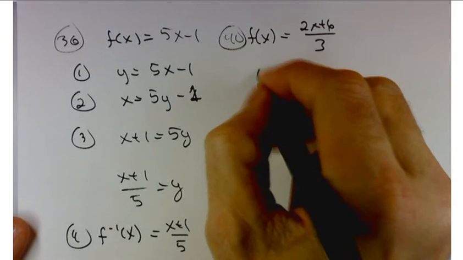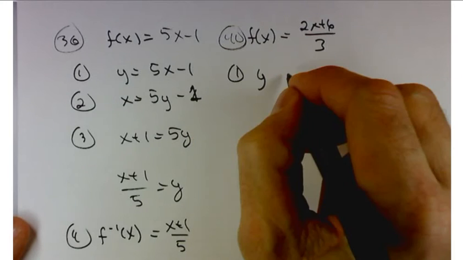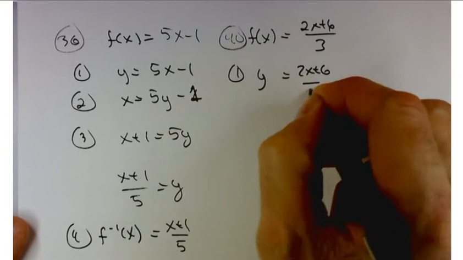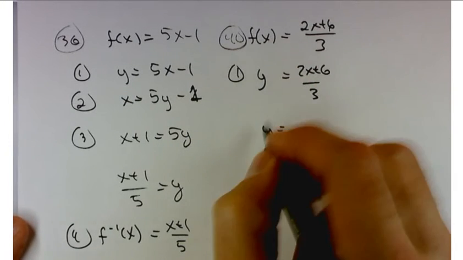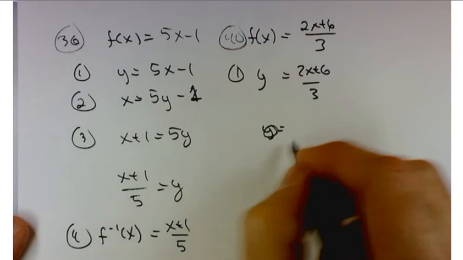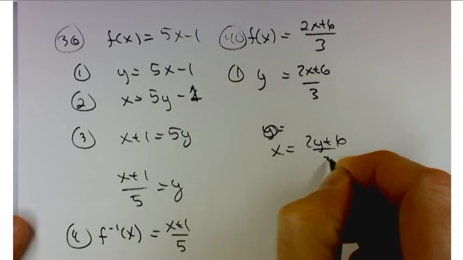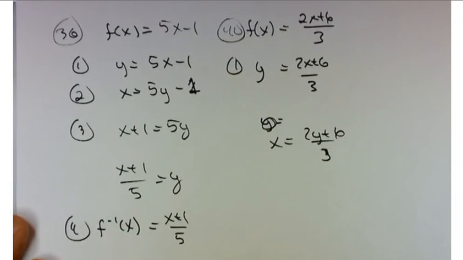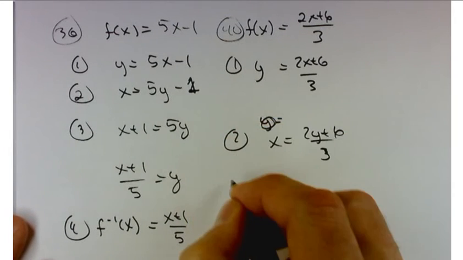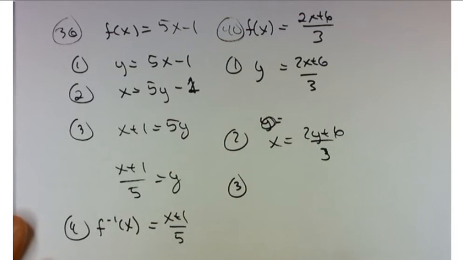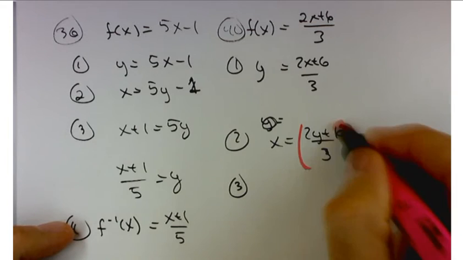So first step, y equals 2x plus 6 over 3. Second step, interchange x and y. So that's going to be x equals 2y plus 6 over 3. Third step, I want to solve for y. So what I can do is multiply both sides by 3, which is our LCD.